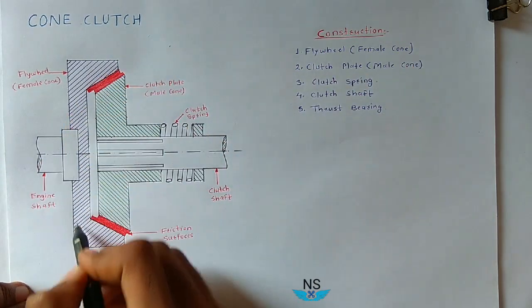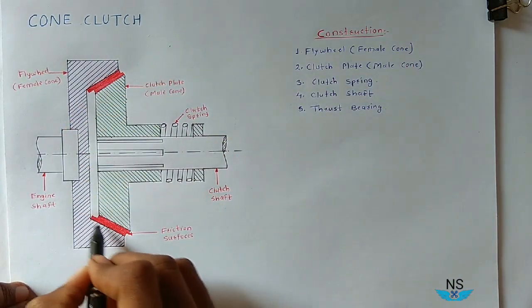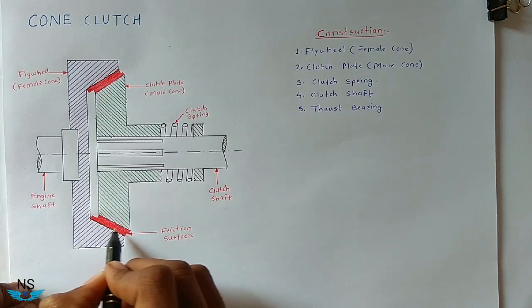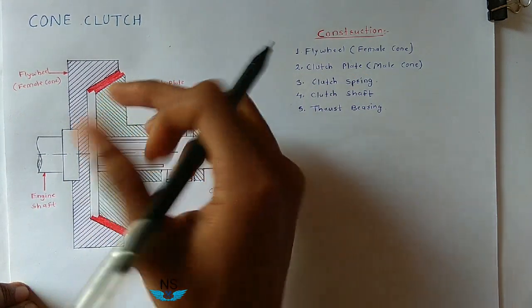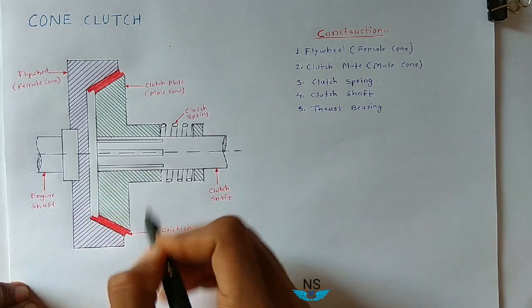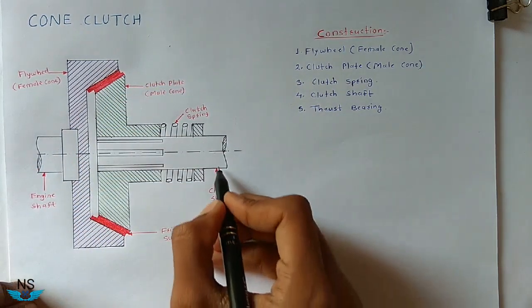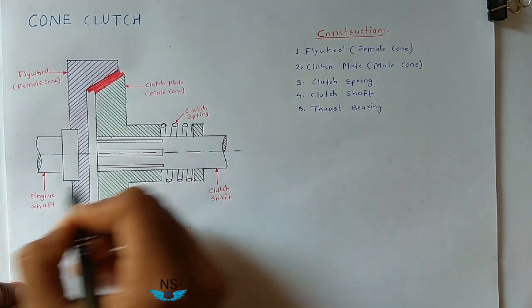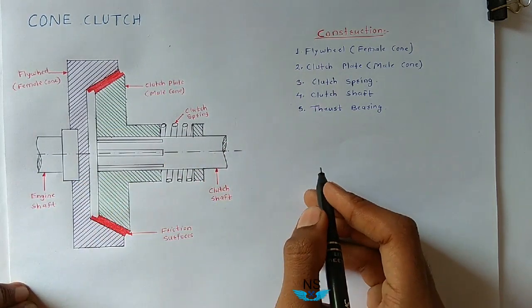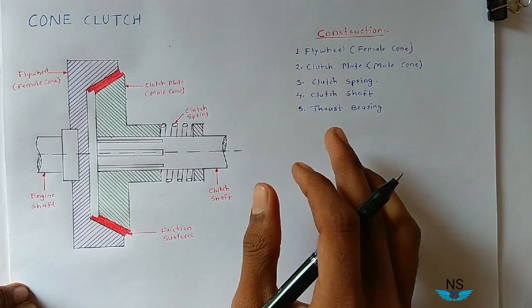So these are the main parts of the cone clutch. First is flywheel, which is made conical on inner side. This is clutch plate, which is made conical on outer side. This is friction material, friction surfaces. This is clutch shaft, clutch spring, engine shaft. So these are the main parts of the cone clutch.